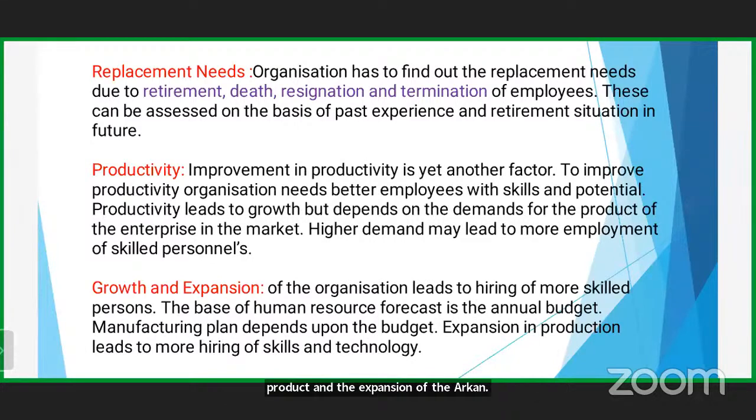Based on this also, we need more manpower, because at that particular moment the demand can be there in the organization. So based on the employment trend, replacement need, growth, expansion and diversification, and productivity, we can recruit the manpower for the future. This is the demand forecasting of the organization.